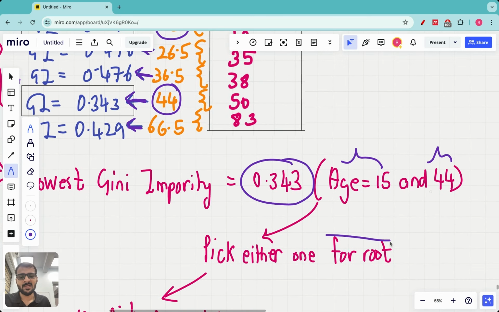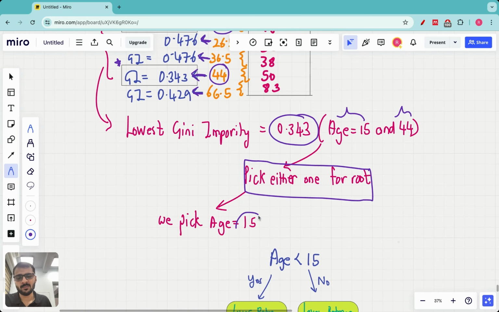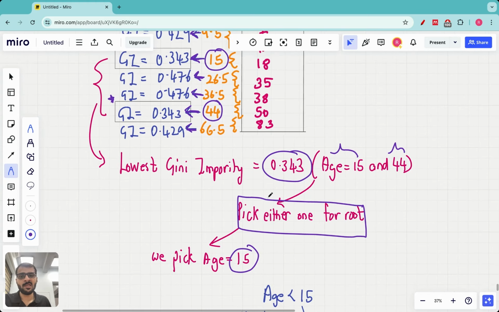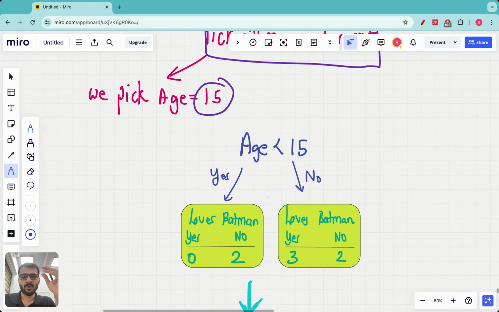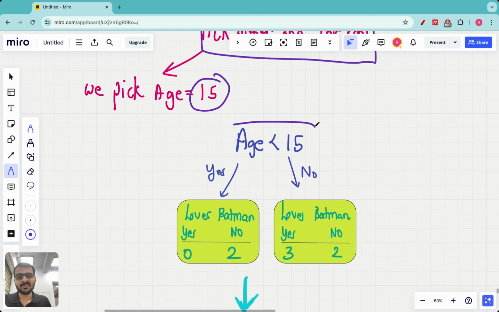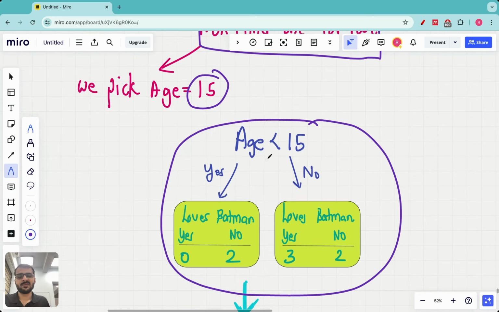So the next step is that we have to pick either one for the root node. So I'm just going to pick age equal to 15 for now. I pick age equal to 15 because among all the different ages, it has the lowest Gini impurity. So here is the decision tree map for age less than 15. So let's see if this makes sense.